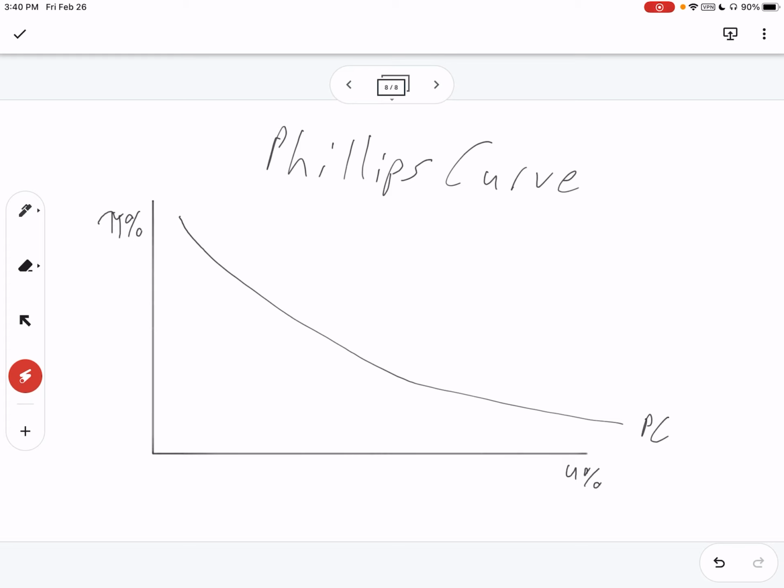Okay. Now, the reason this became important from a policy perspective is that if you're a country or a policymaker, what you really want is both of these factors to be low. You want low inflation and lower unemployment. But what they discovered is that you can't really get as much of both as what you want.